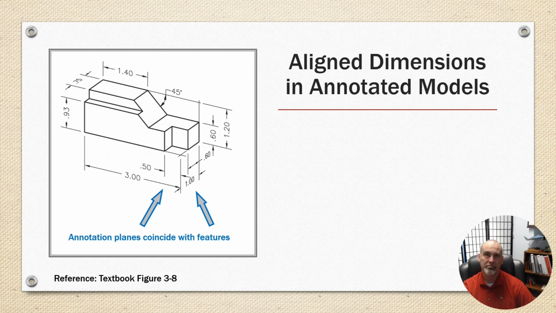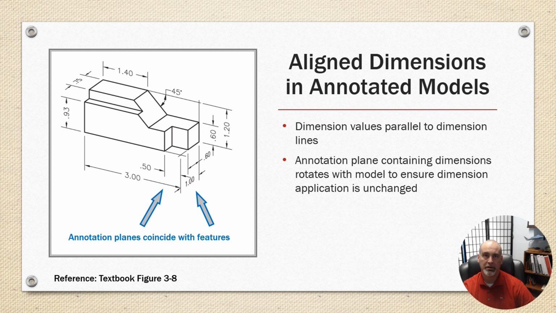Align dimensions on annotated models. So an annotated model is a model that the dimensions can be shown on, and again they have to be in common planes, and the dimension values must be parallel to dimension lines. An annotation plane containing dimensions rotates with the model to ensure the dimension application is unchanged.